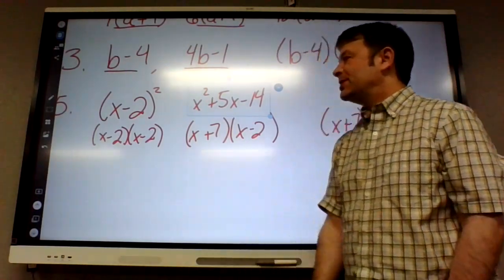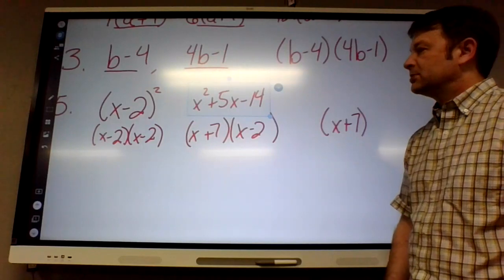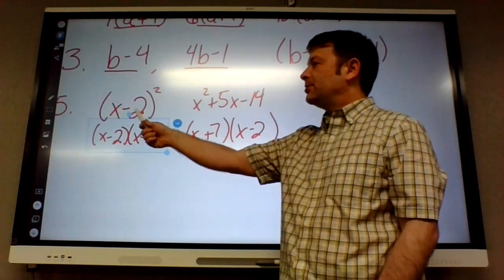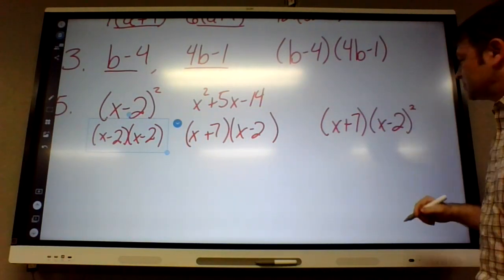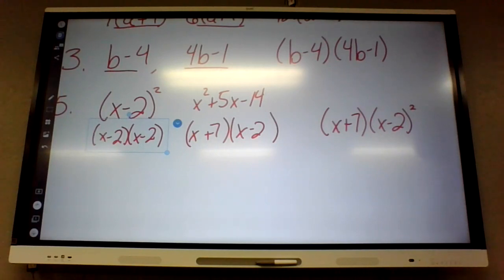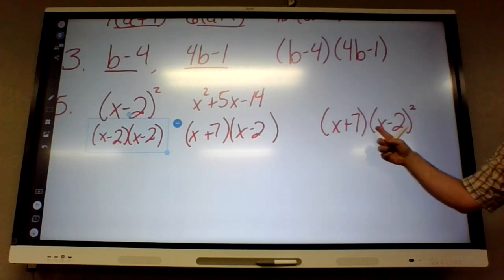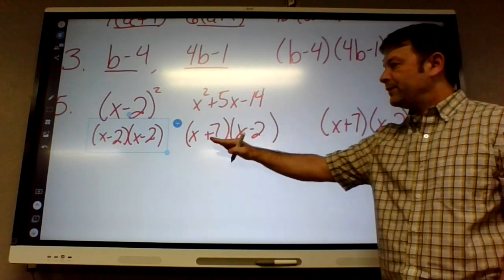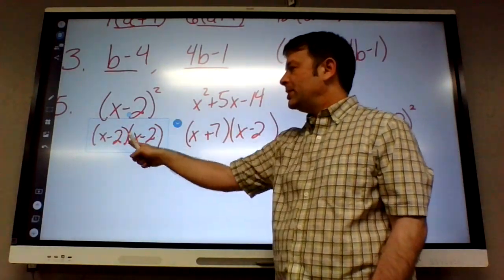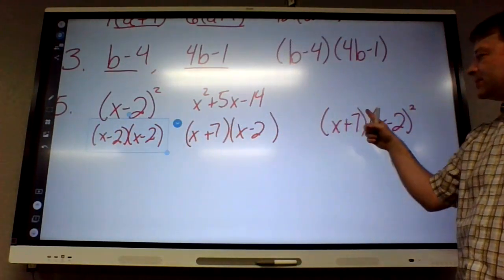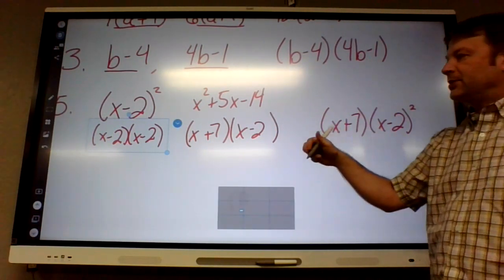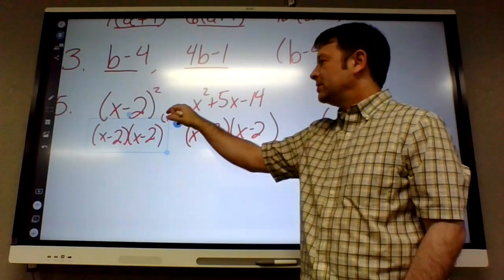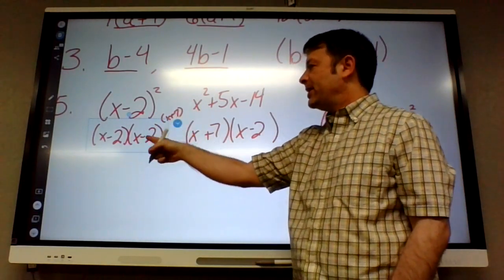Okay, who has the most x minus 2's? This one, so we need 2. I'm just going to write it like that. X minus 2 squared. Okay, let's stop for a second. How is this a common multiple of this and this? What would we need to multiply this by to turn it into this? X plus 7, right? This is just missing an x plus 7. So if we multiply by that, it would turn into this.